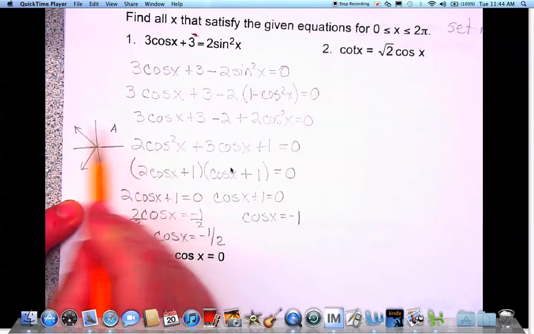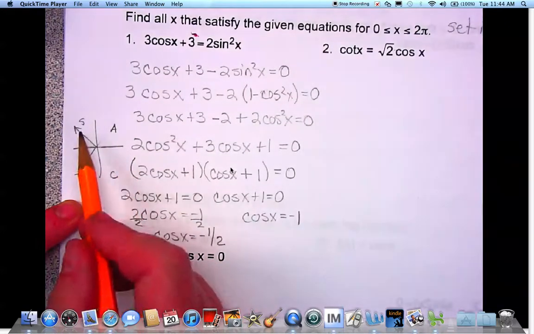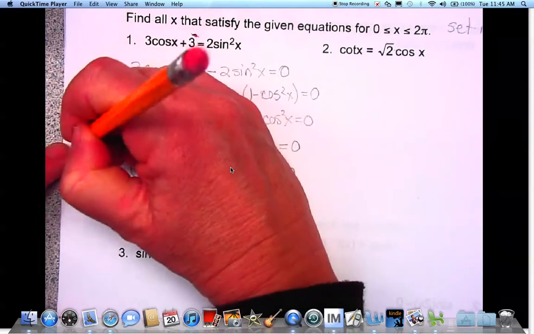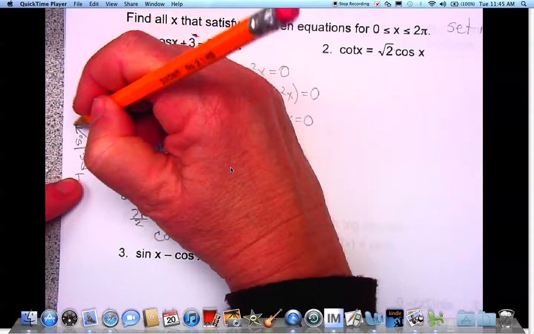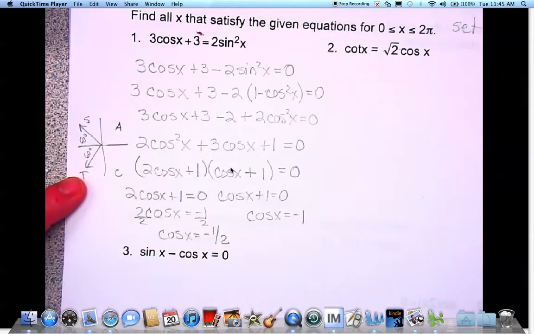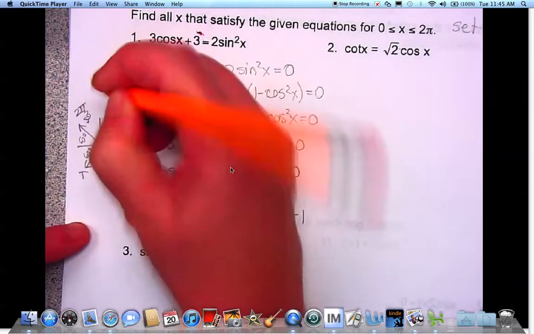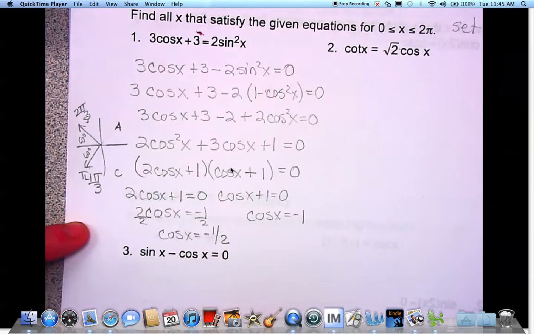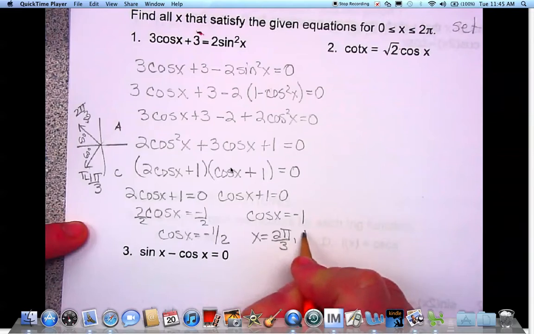This is all students take classes. So cosine's positive in 1 and 4, negative in 2 and 3. The reference angle for cosine x of 1/2 is 60 degrees. So we get 120 degrees, and what would that be in radians? 2 pi over 3, and the other is 4 pi over 3. So we have x equals 2 pi over 3 and 4 pi over 3.